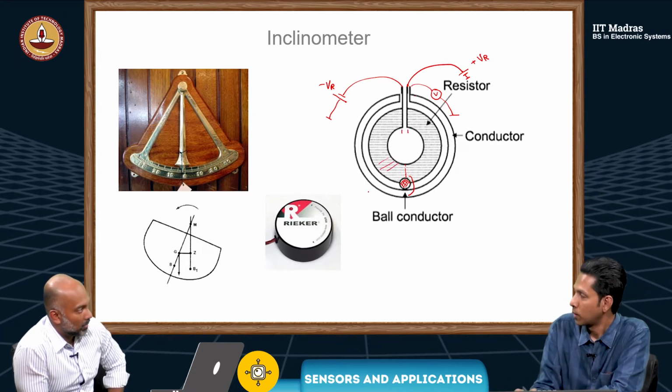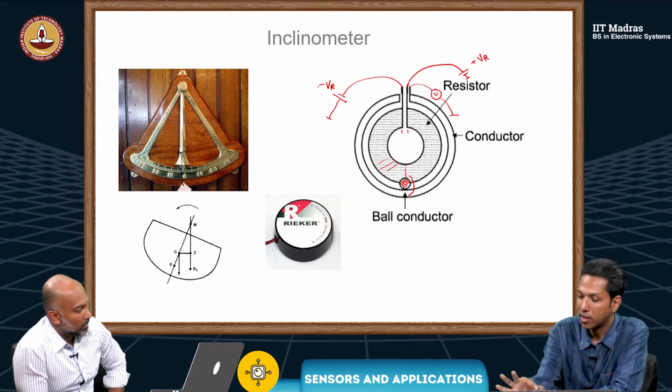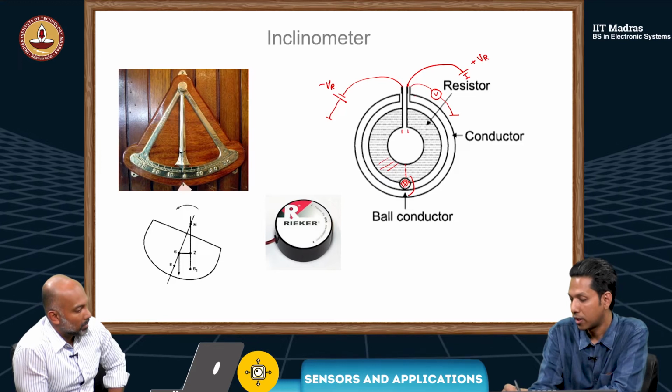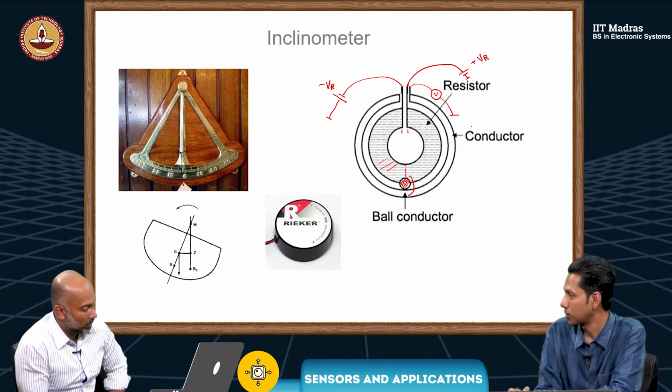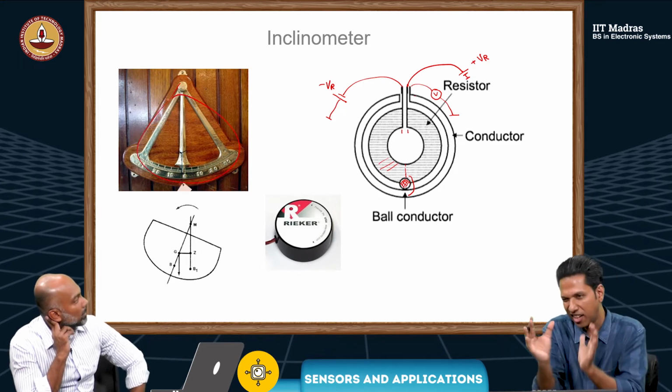In this situation, you are given plus VR and minus VR. So it's at the center, and the outer one is at 0 volt. Now let's say this outer structure is tilted by some angle.